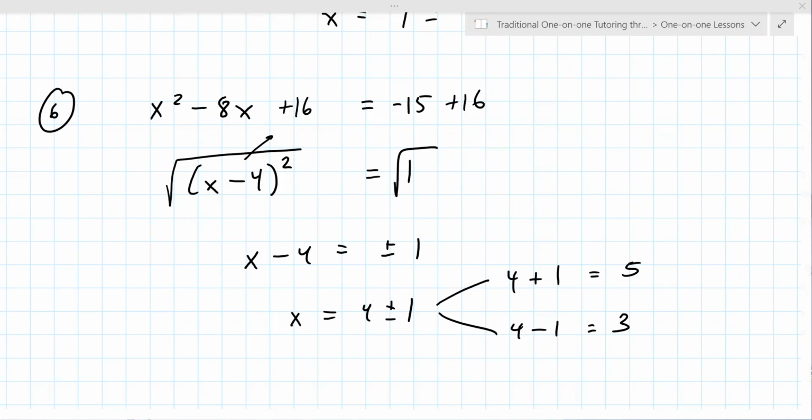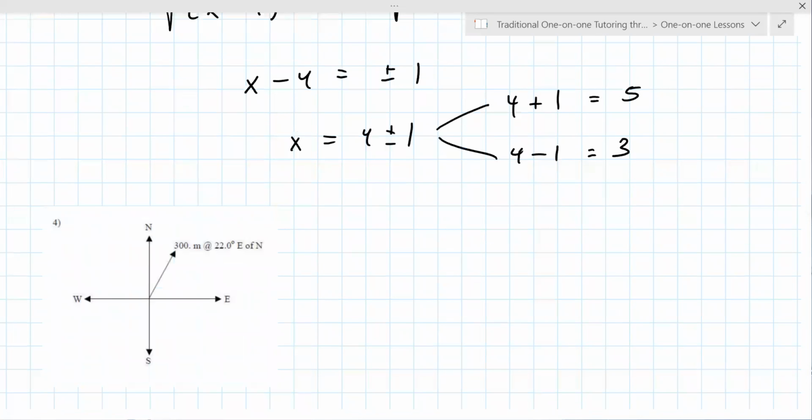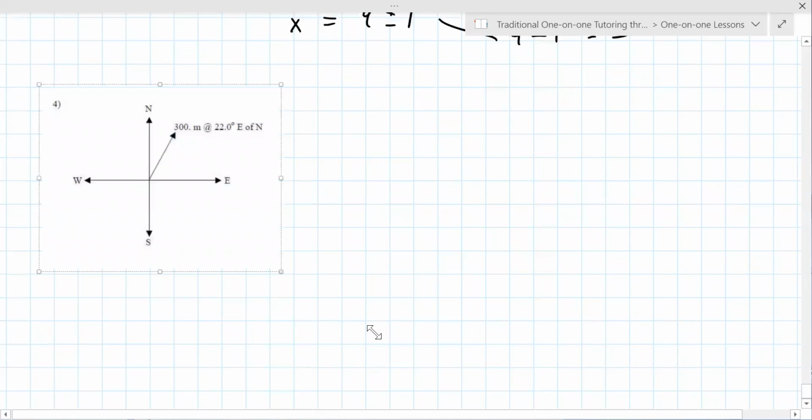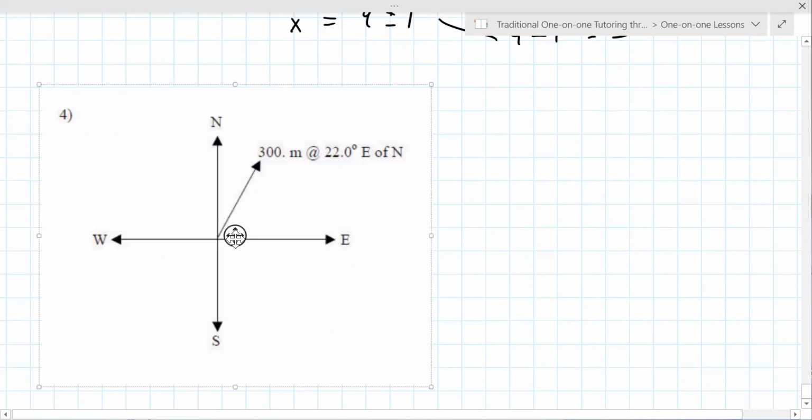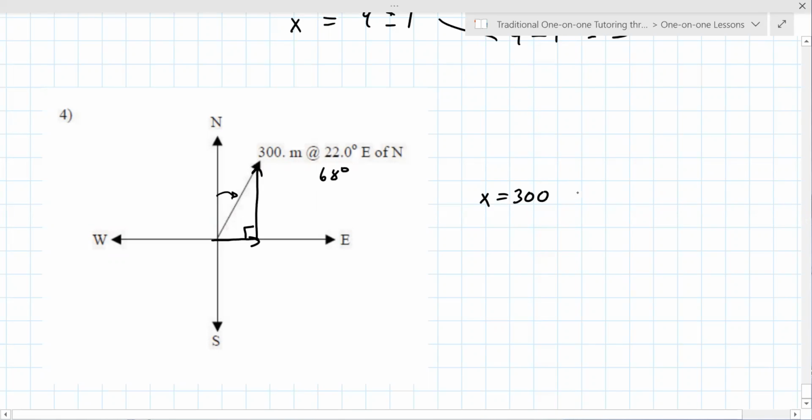All right, so we did not do 4, 5, or 6, I guess. So we'll do 4 on that other one. So again, the drawing of it, you got 1 to the right here, 1 up. X is 300. Now this one's 22 east, so we actually need to get this angle here, which is 68 degrees. So it's cosine 68 meters.